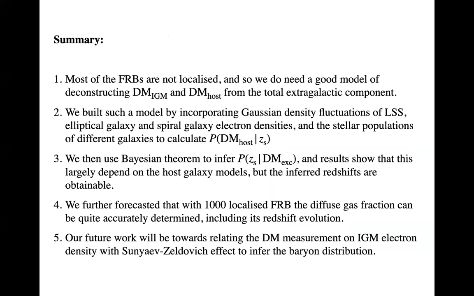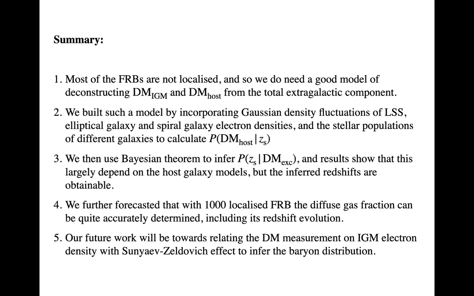Summary: most of the FRBs are not localized, and so we do need a good model for deconstructing DM_IGM and DM_host from the total extragalactic component. We built such a model by incorporating the Gaussian density function of large-scale structure, elliptical galaxy and spiral galaxy electron densities, and stellar populations of different galaxies to calculate P(DM_host). This is the most nasty part, but we have done so.